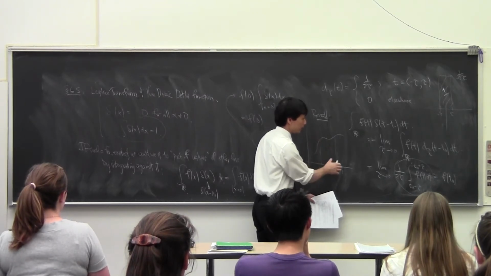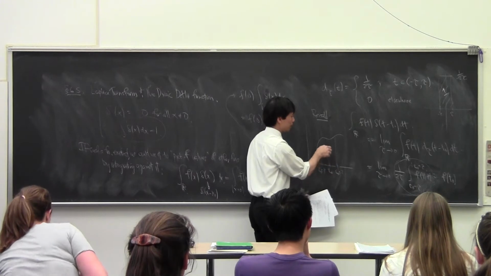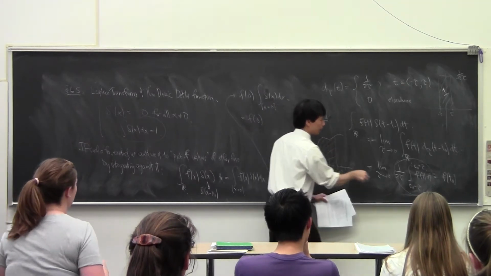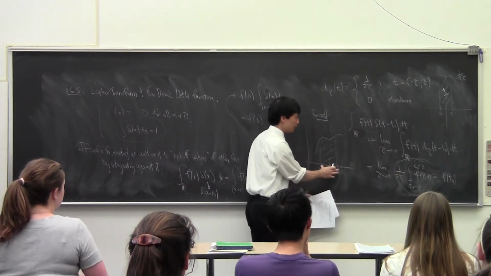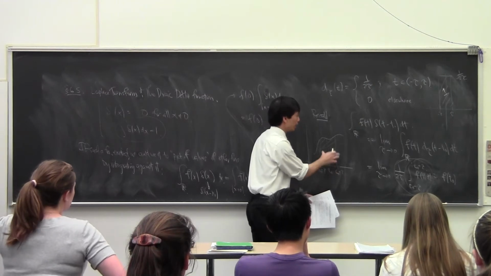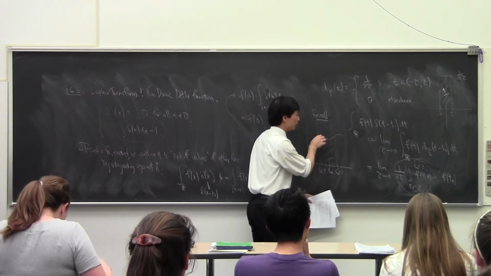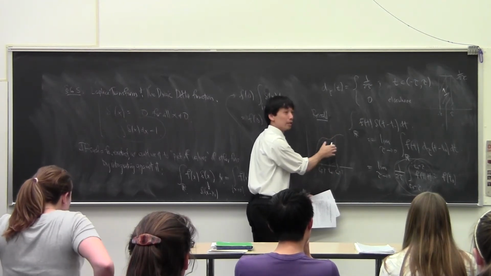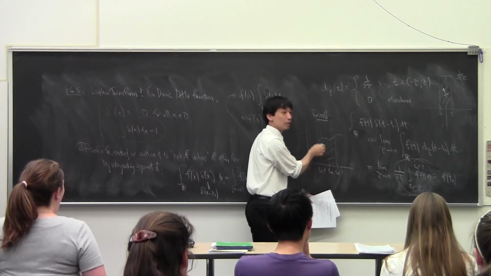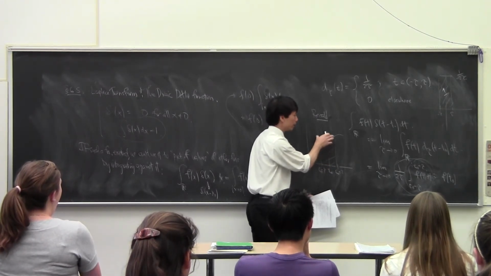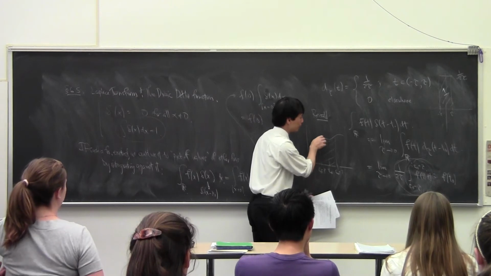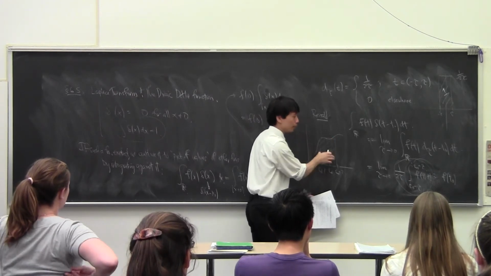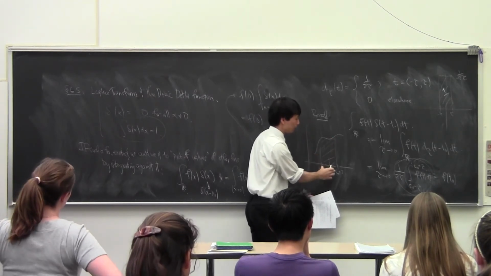Well, this number is the average height. You take the area and then divide by the width of the base, and that'll give you a height. That'll give you the height of a rectangle that has the same area as this region, which is the average value of the function.